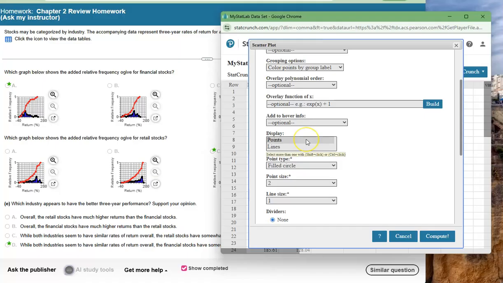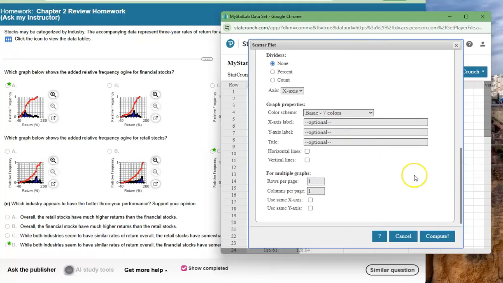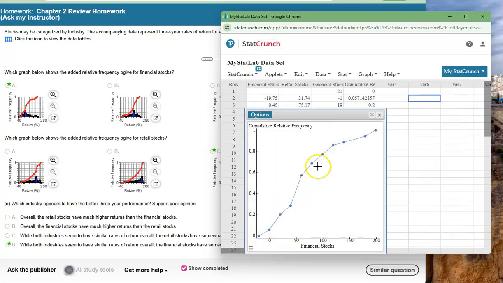Something else I want to do is display both points and lines. I believe that's the only thing I'm going to change here. So just points and lines. And let's compute. This is the cumulative relative frequency, or in other words, the relative frequency ogive for the financial stocks.